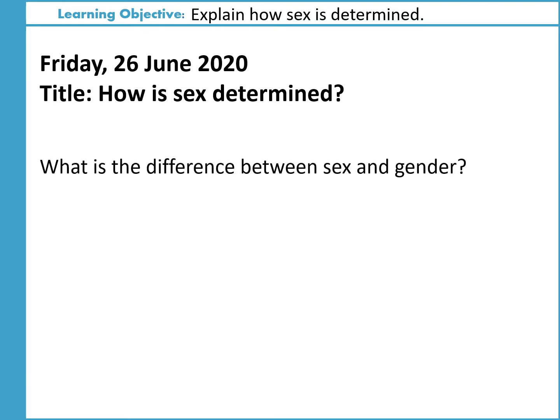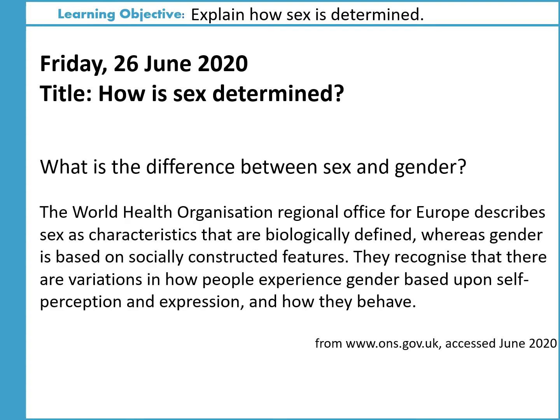Next, I want you to think about the difference between sex and gender, what those words actually mean. You may have your own thoughts on this, but actually the World Health Organization has definitions for them. They describe sex as being that which is biologically defined, i.e. what you are born with in terms of organs, and gender really is a social construction. We know that we have male and female genders now, but we also have people who define themselves in other ways.